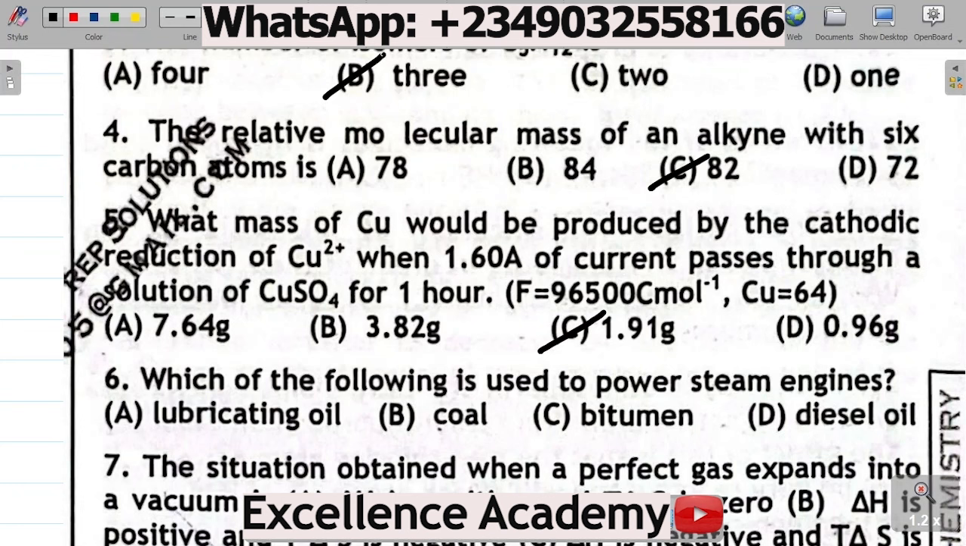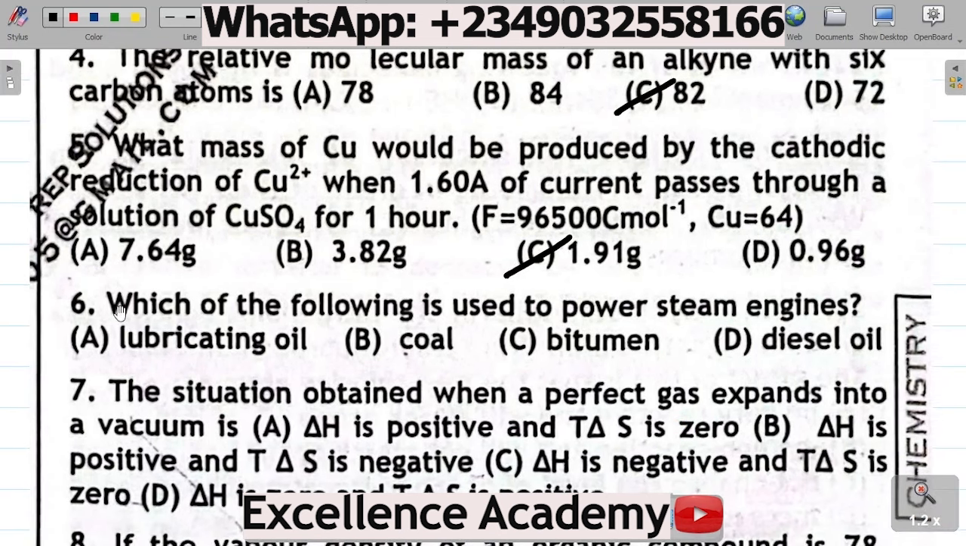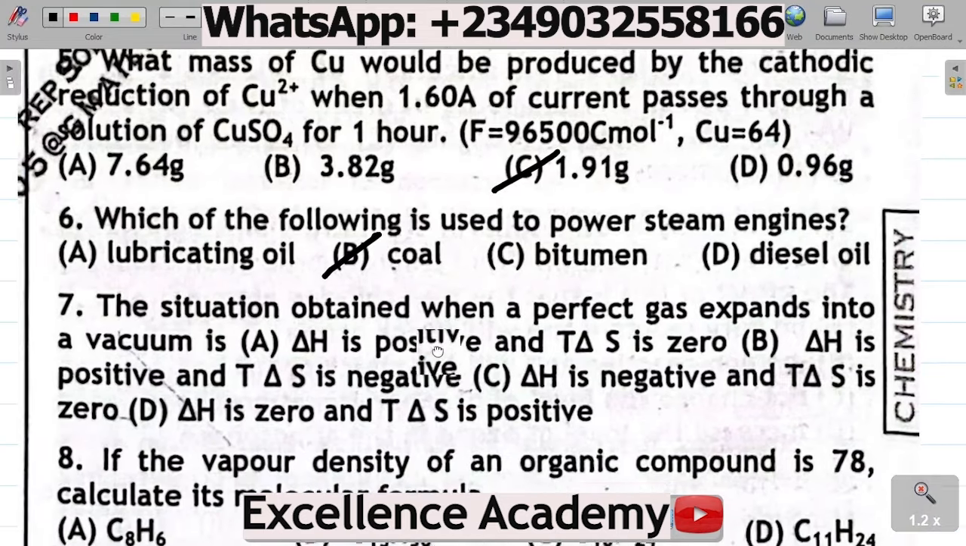All right, next up, question number 6. Question 6 says, which of the following is used to power steam engines? For this question, the correct answer is coal. Steam engines are powered using coal. You want to note that steam engines require heat, and coal is the traditional fuel used to supply the heat. So coal becomes the correct answer.